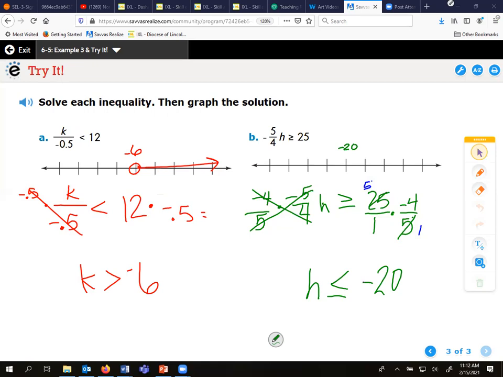Okay, is negative 20 part of my answer? Yes. So I'm going to fill in my circle. And then I want less than that. Where is it less than, Maddie? To the left. Okay, the graphing will be the same as what it was before. That didn't change. The big thing is knowing whether your symbol stays in the same direction or if it changes opposite because of a negative number.